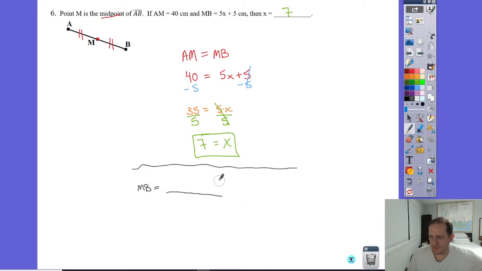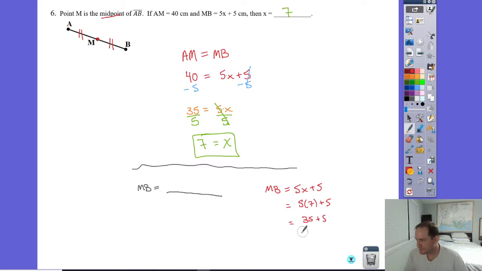And there's two ways to do that. I'll give you the hard way first. The hard way is to recognize that MB has this algebraic expression. So if MB is equal to 5x plus 5, then we can plug in the 7 that we just solved for. Excuse me. We get what? 35 plus 5, which makes it 40.